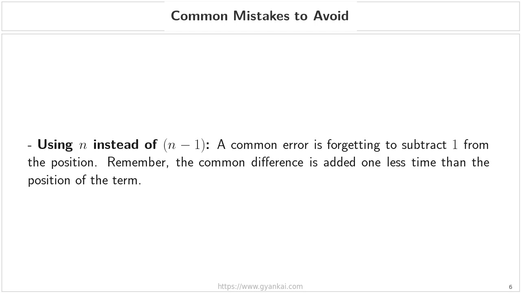First, let's look at the most frequent mistake, using n instead of n minus 1. It is very tempting to simply multiply the common difference by the term number, but remember, we are not adding the difference starting from the first term, we are adding it for every step after the first. Because the first term is our starting point, the common difference is added exactly one less time than the position of the term. Always remember to subtract that 1.